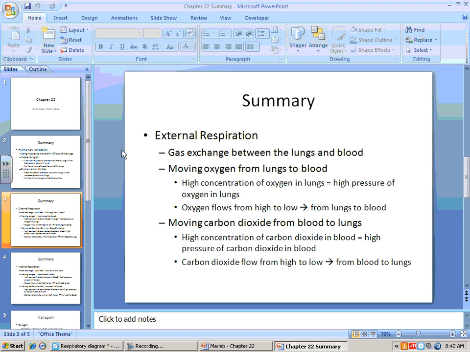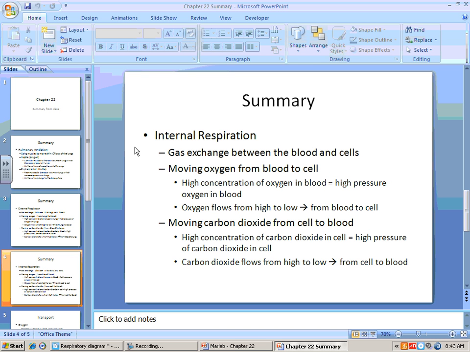Then, external respiration. By definition, gas exchange between the lungs and the blood. So half of it is we got to get the oxygen from the lungs to the blood. Why does that happen? High concentration of oxygen in the lungs means high pressure of oxygen in the lungs. So oxygen flows from the high to low pressure, from the lungs to the blood. Okay? Opposite of that, we got to get the CO2 from the blood to the lungs, right? So we have more CO2 in the blood. High concentration means high pressure. CO2 moves from high to low, so it moves from blood to the lungs.